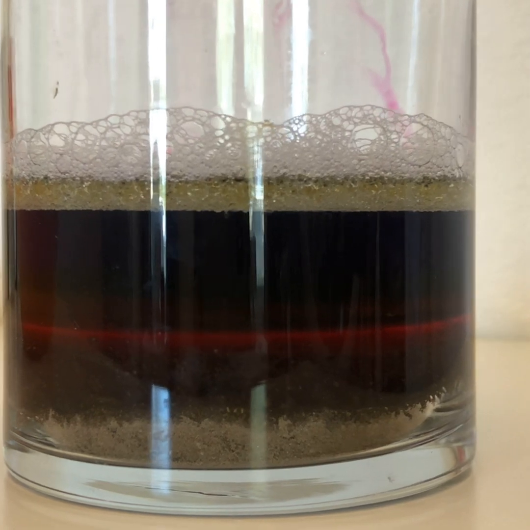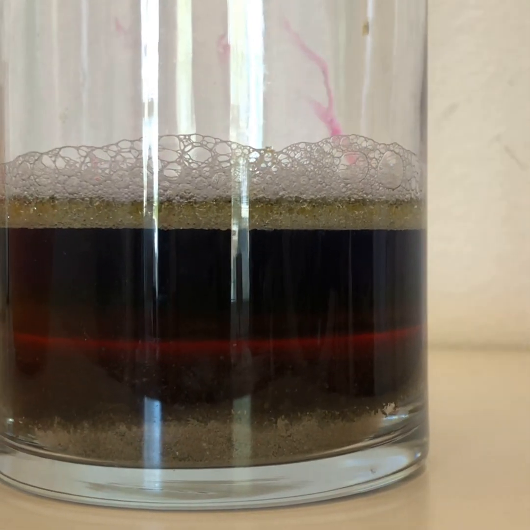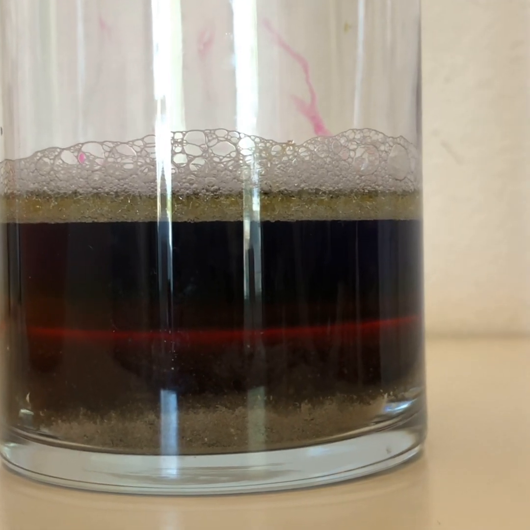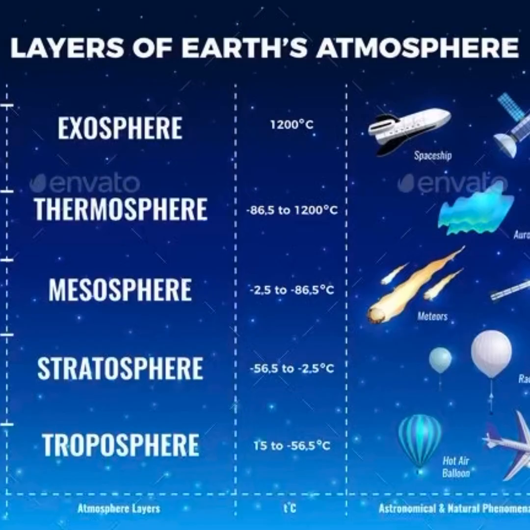Here is the finished product and what it should look like. You can see the dirt as the earth, the honey as the troposphere, corn syrup as the stratosphere, the dish soap as the mesosphere, water as the thermosphere, and finally the vegetable oil as the exosphere. So here's a better representation of what each of the layers contain.